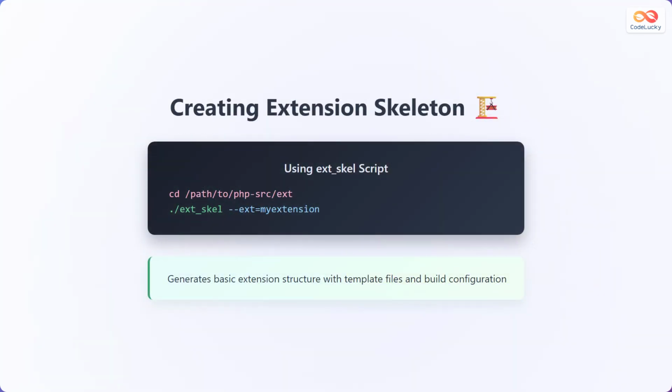Let's see how to create the basic skeleton for our extension. Navigate to the ext directory inside your PHP source directory. Then, run the ext_skel script with the option --ext equals followed by your extension name. This generates the basic extension structure with template files and the build configuration.